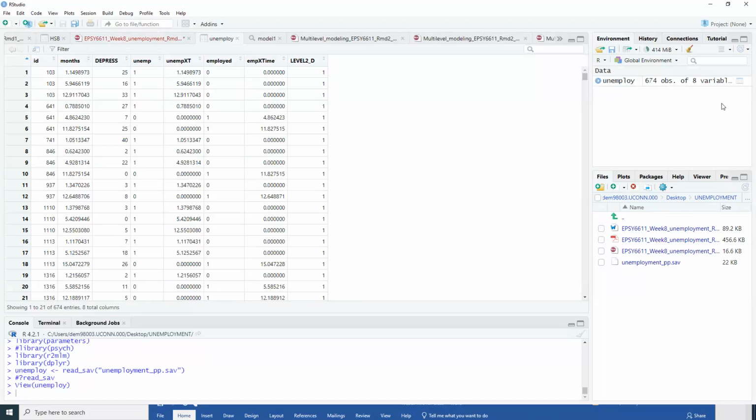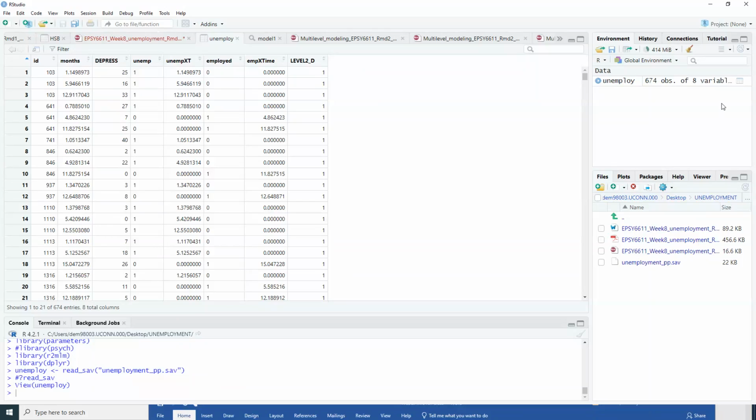Here we go. So we've got an ID variable. We've got the months, which is our time variable. It's the months since they became unemployed. You can see it's time unstructured data. It's kind of crazy looking with all those decimals. Depressed is their depression score. I think it's on the CES-D depression scale, if I remember correctly.